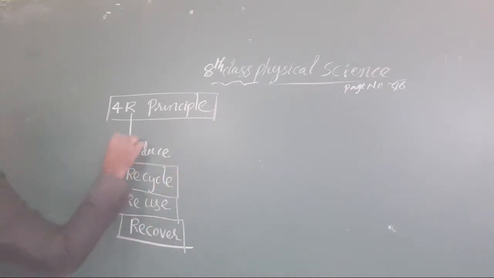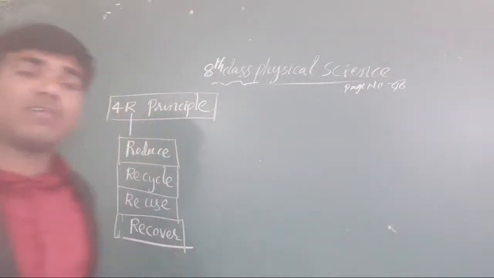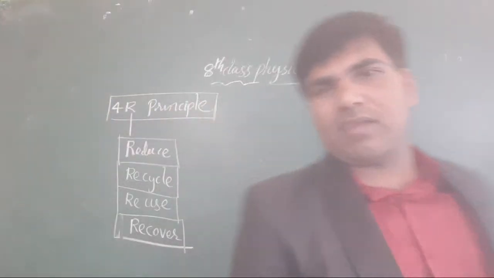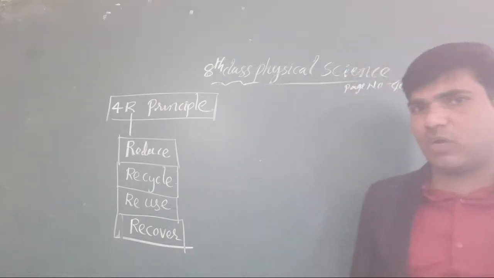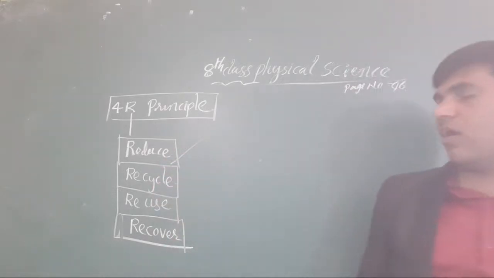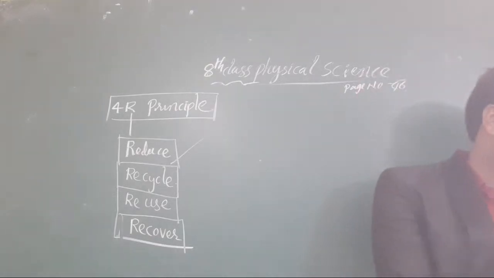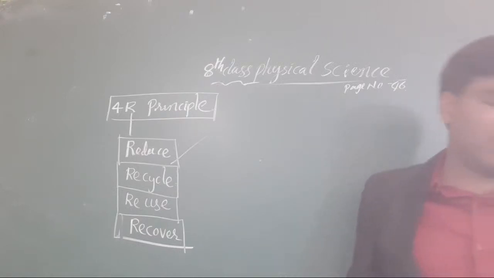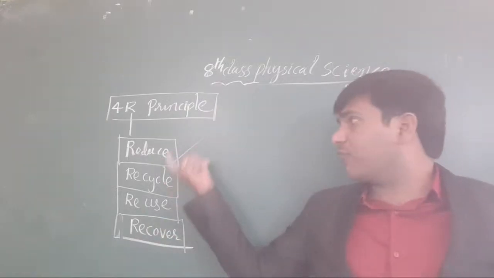By using these 4R principles, the non-biodegradable things will not have that much effect on our environment. Which one is called reduce? You know very well it is given in our textbook, when you go to marriages or functions. Why do we follow this? Before going to that, why do we follow this?